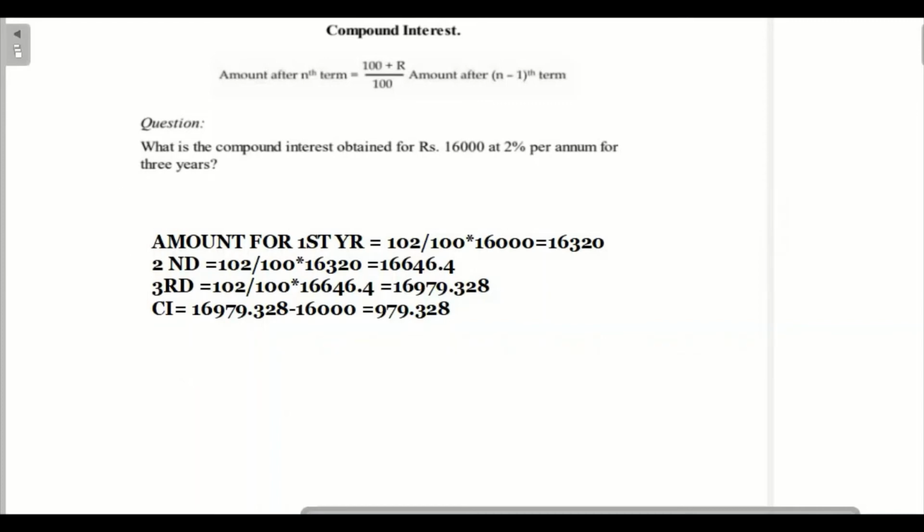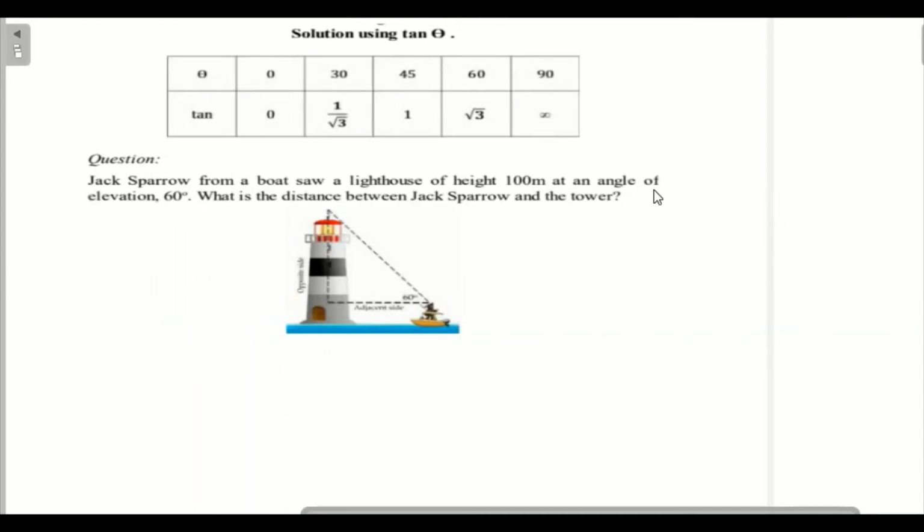So our next sum will be based on trigonometry and the angle of elevation. So here we have the first sum. We have to be careful with the formulas for square root of 3. You should know the value of square root 3, and 1 by square root 3. For square root 3, it is 1.753. Okay. So we are going to calculate the sum.